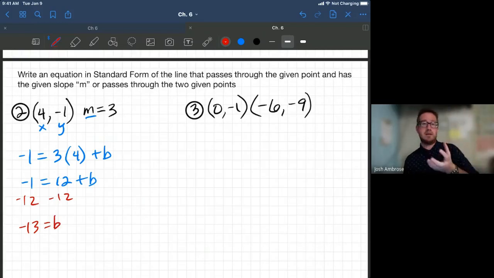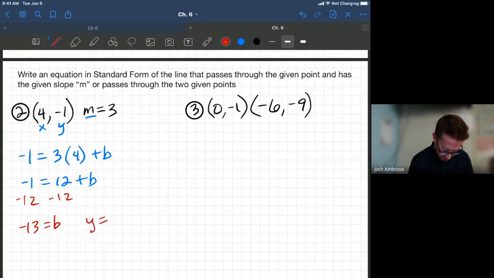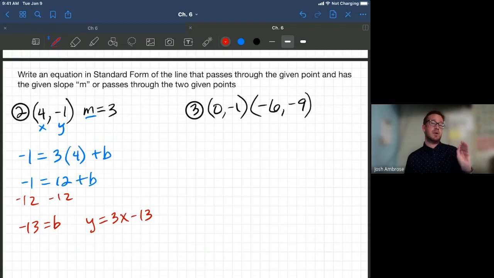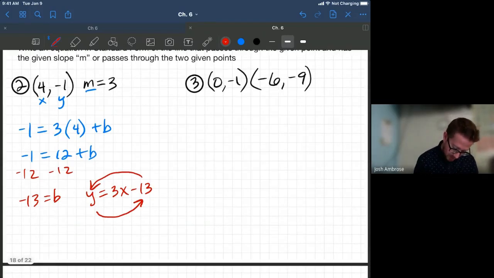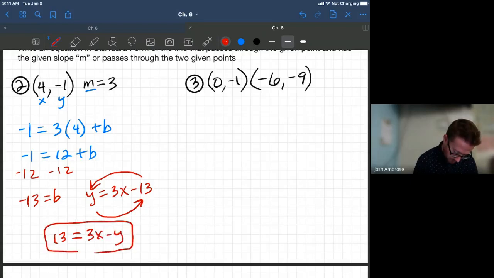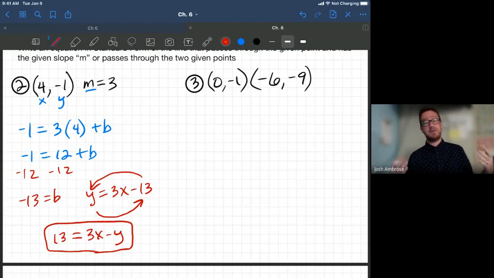Now let's rewrite the slope-intercept equation, but this time we're going to use x, y, and substitute in the b value because now we know that. So it's y equals 3x minus 13. Now this is the slope-intercept form, but we want to convert this to standard. So all we have to do here, guys, is swap places with the y and that negative 13. And if you swap places, then you're going to be looking at 13 equals 3x minus y. And that right there is standard form. Standard form is x and y together. That's really the only difference between standard form and slope-intercept.